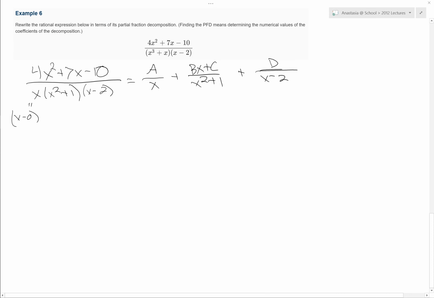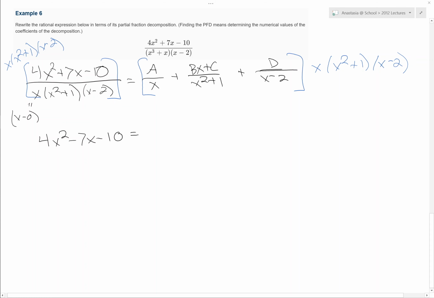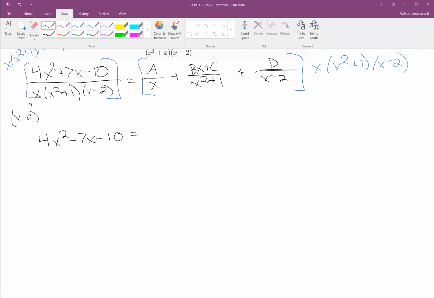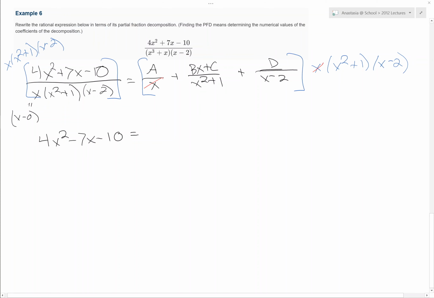Next, we need to get rid of our denominator. We're going to do this by multiplying by x times x squared plus 1 times x minus 2 on both sides. So on the left, we will have just our numerator, 4x squared plus 7x minus 10. On the right, we are going to have the x term cancel, so we'll have A times x squared plus 1 times x minus 2.